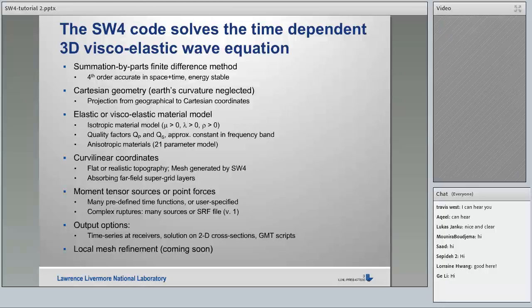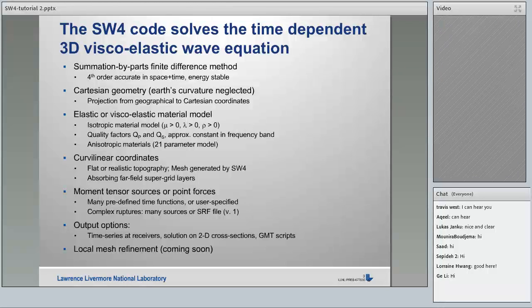Our source model is kinematic, and we allow for moment tensor sources and/or point forces, or both. You can have many of them, and you can have many different time functions. I'll mention a few of them. And if you have very complex ruptures, you can describe them in a so-called SRF file, version 1.0. That is a file format described on the SCEC web page.